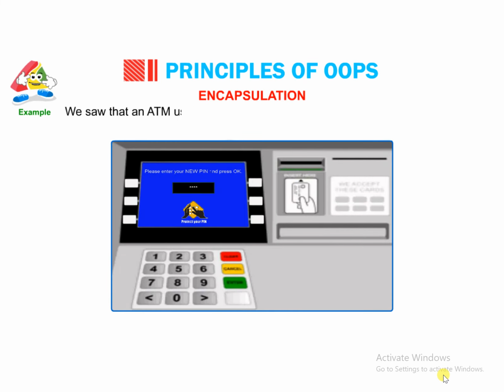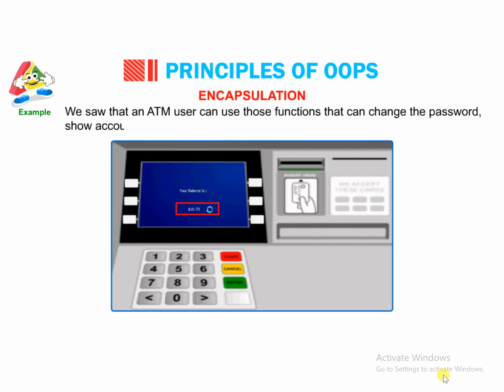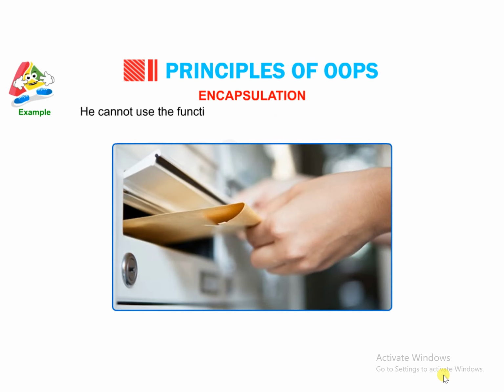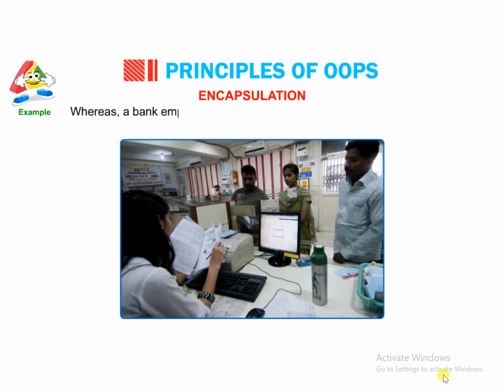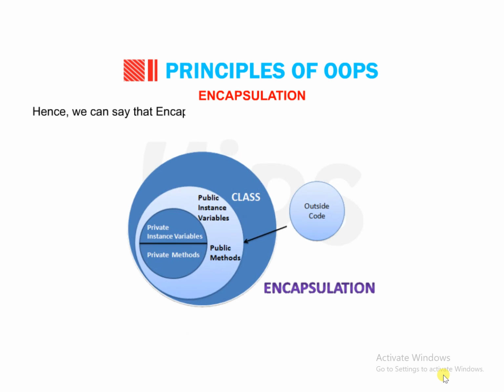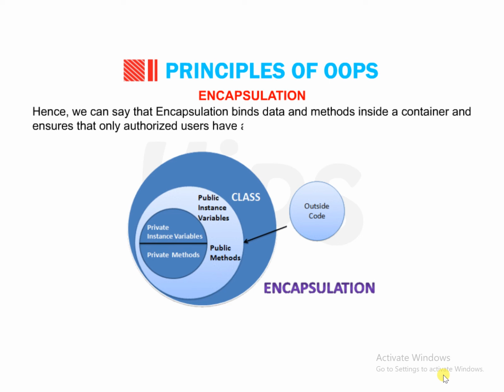We saw that an ATM user can use those functions that can change the password, show account balance, and withdraw money. He cannot use the functions that can close the account or open a new account, etc. Whereas a bank employee who handles these accounts can easily use these functions to open or close the accounts. Hence, we can say that encapsulation binds data and methods inside a container and ensures that only authorized users have access to use them.